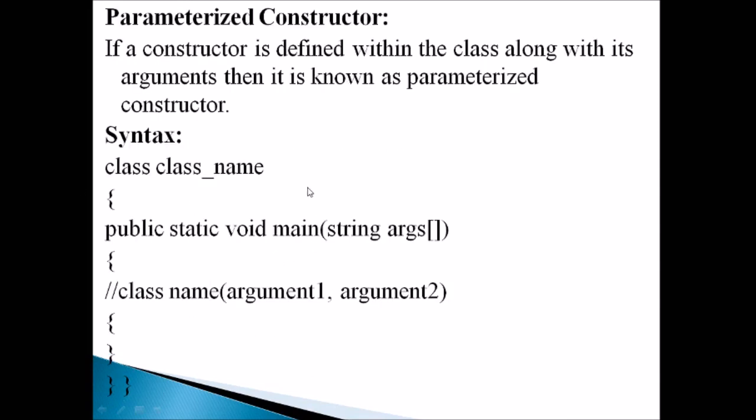The next type of constructor is the parameterized constructor, which is the same as the empty constructor, but here the constructor will have parameters. If a constructor is defined within the class along with its arguments or parameters, then it is known as a parameterized constructor. Here is the syntax: class name, public static void main string arguments. Within that, the class name is given as a constructor, and within the constructor the arguments are given, argument 1 and then argument 2. Okay, and it may also have a block of statements. So this type of constructor is called a parameterized constructor.